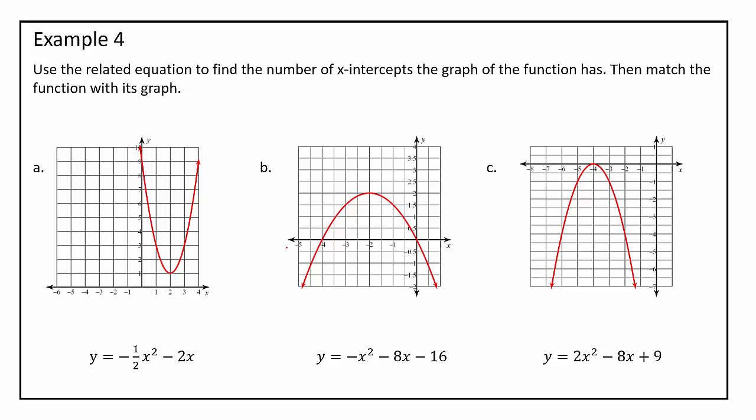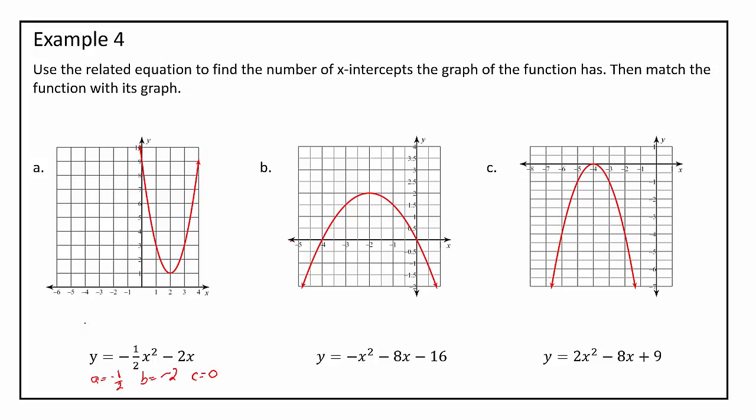It says use the related equation to find the number of x-intercepts of the graph of the function. I feel like there's a word messed up somewhere in there, but hey. Then match the function with its graph. So in other words, instead of actually graphing these three equations by finding the vertex and using a table of values, what we can do is find the discriminant, figure out how many solutions it has, and then match that up with the x-intercepts. So on this first one, a is negative 1/2, b is negative 2, and c is 0.